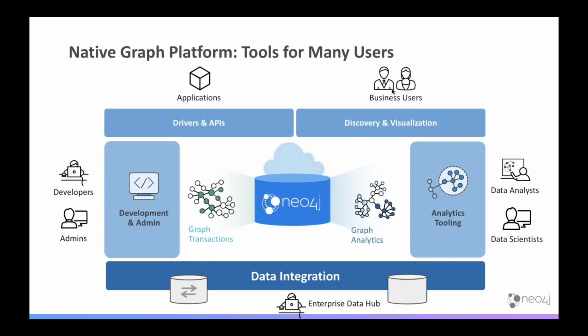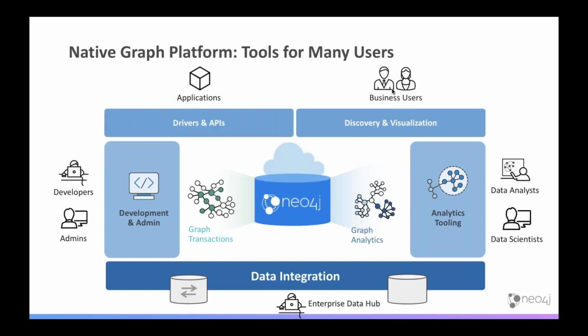Now looking around the circle or around the square, at the top you can see drivers and APIs. So Neo4j is designed to be a backend to an online service. Typical transaction response times are in the milliseconds and very high volumes. So you can do that from your own development environment, Java or .NET or whatever, calling into an API on top of Neo4j.